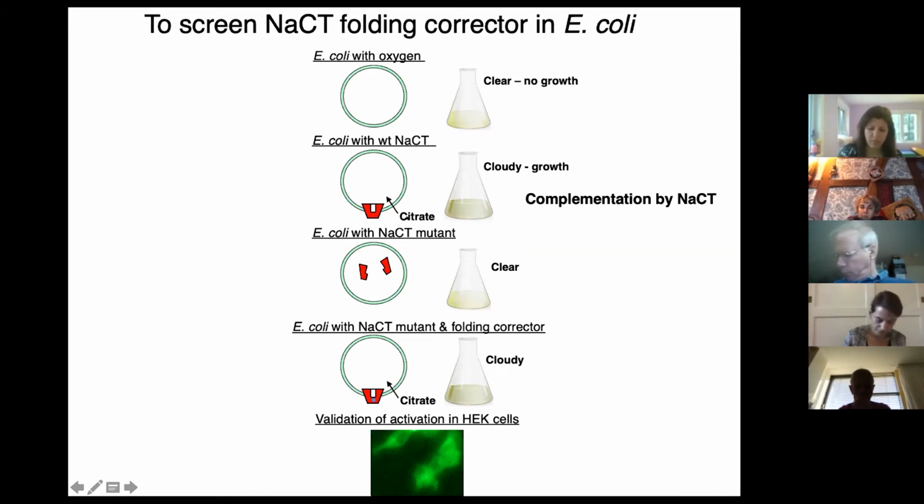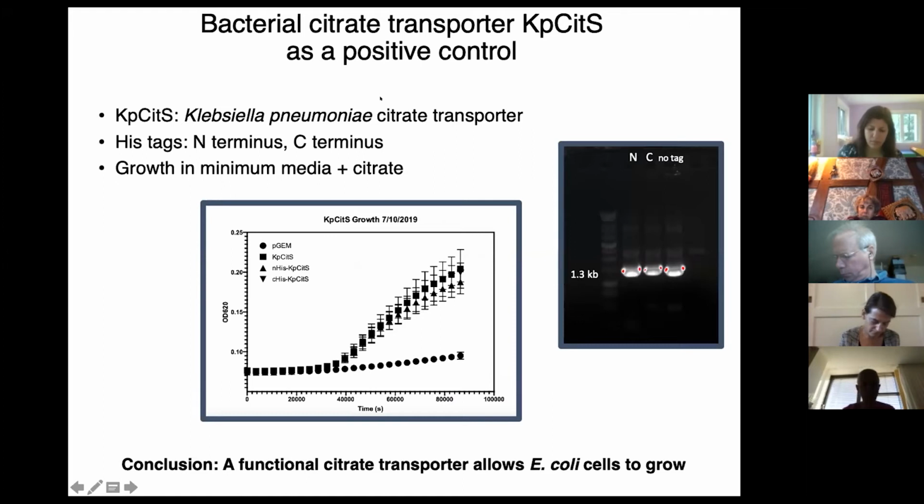So the key of the experiment is to be able to express the human protein in E. coli cells. David first did a proof of concept experiment using a bacterial citrate transporter called TESS. This is the empty vector, without the bacterial citrate transporter gene, and cells didn't grow. When TESS was introduced, cells could grow. So in principle, we could use E. coli to monitor a functional citrate transporter.